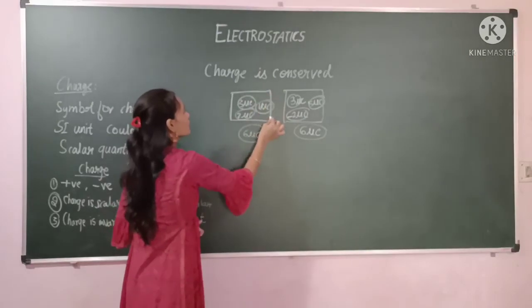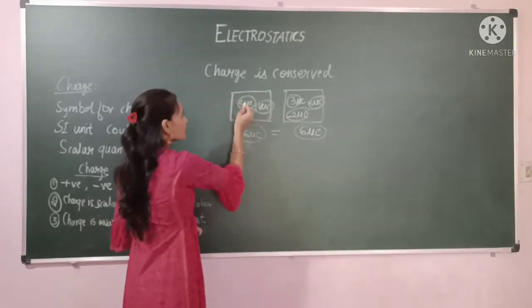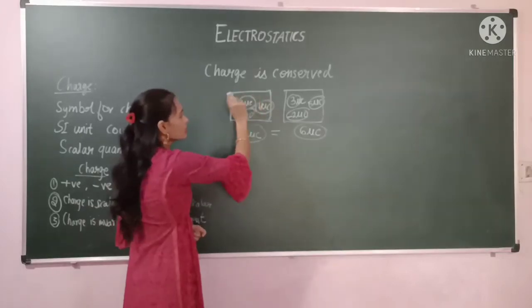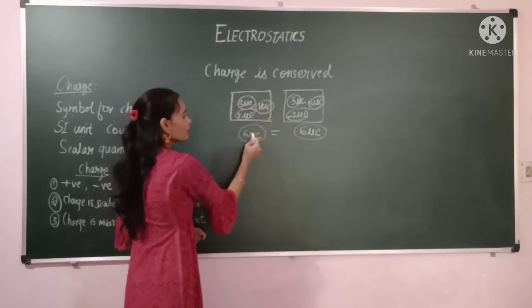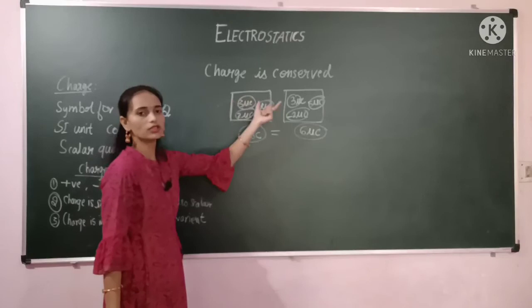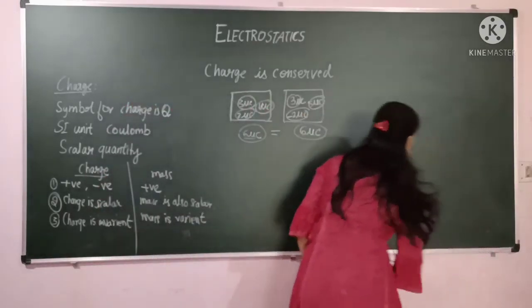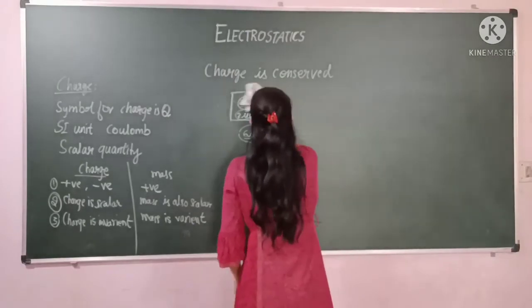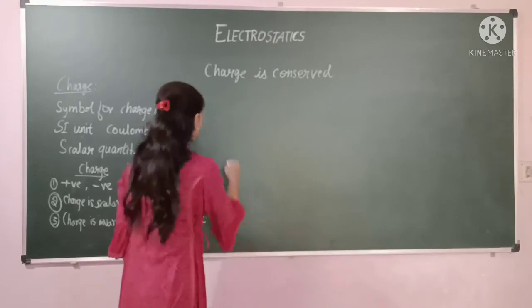Suppose this boundary is insulated, meaning charges will not enter from outside to inside or from inside to outside. The charges will not be transferred outside; it will be transferred only inside. Then the number of charges will remain constant. So this is called the conservation of charge. Charges are conserved only in an isolated system. So next, we will study the quantization of charge.